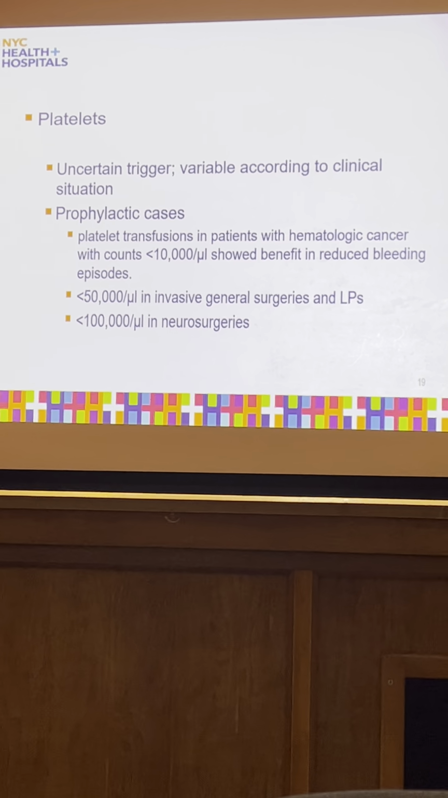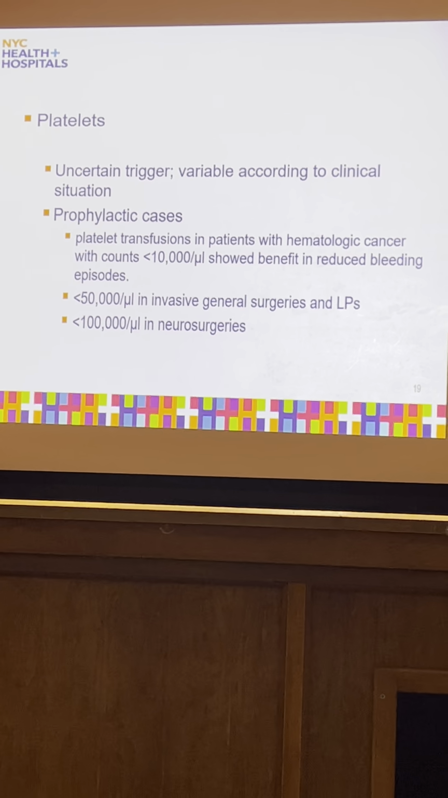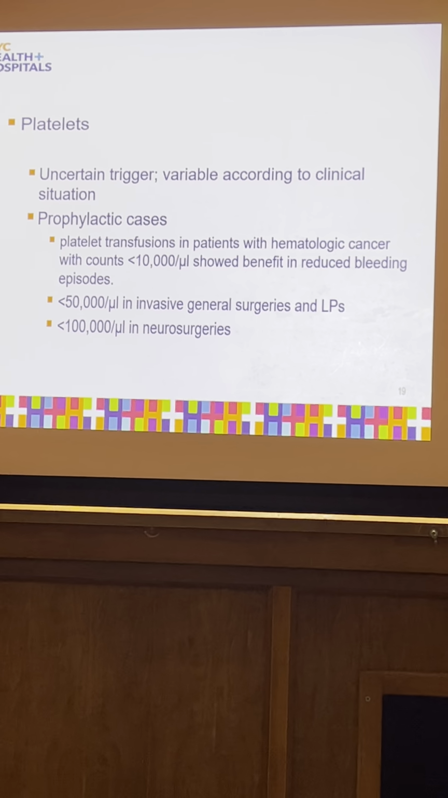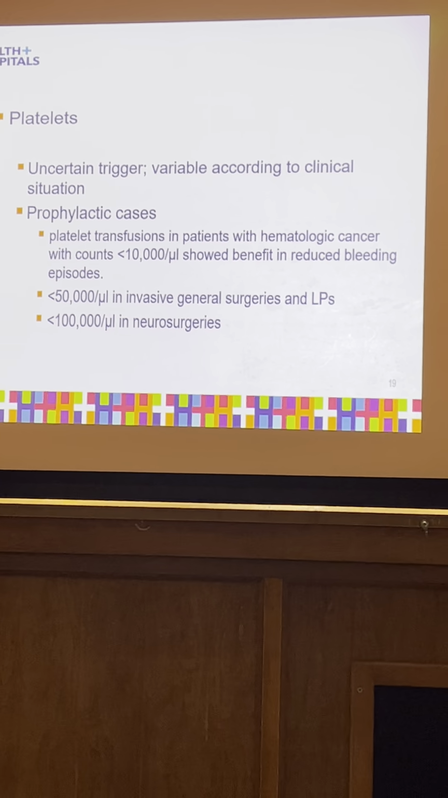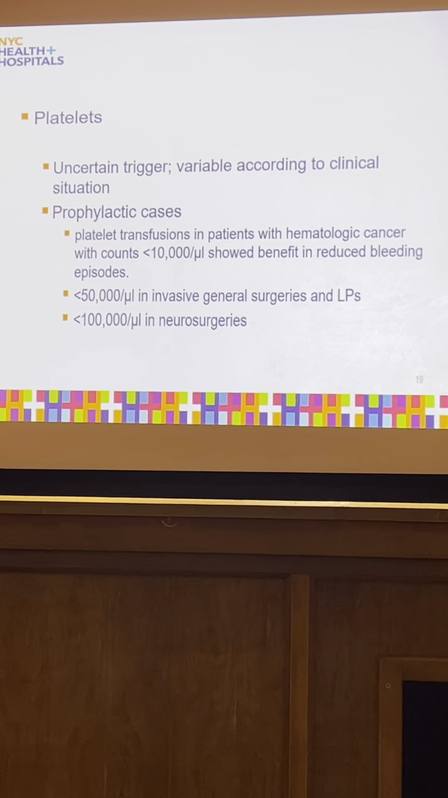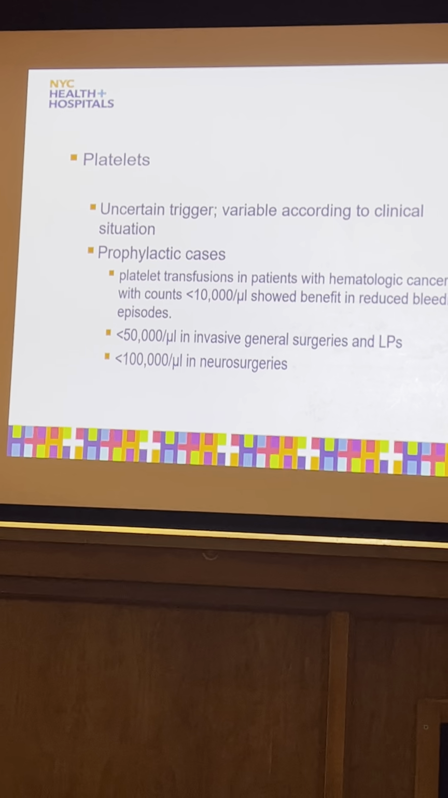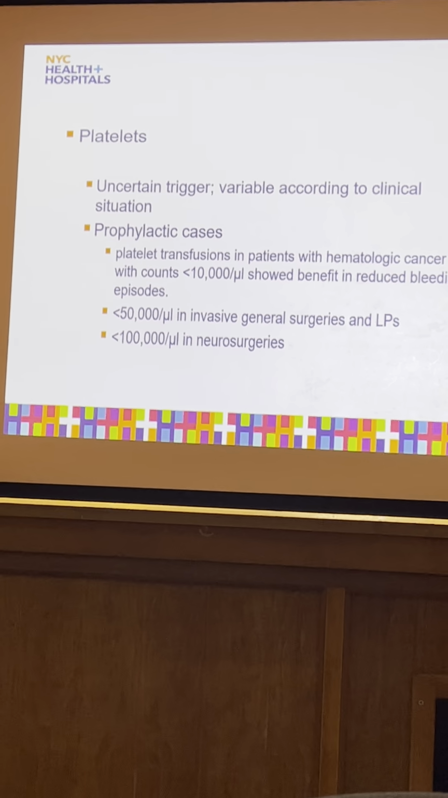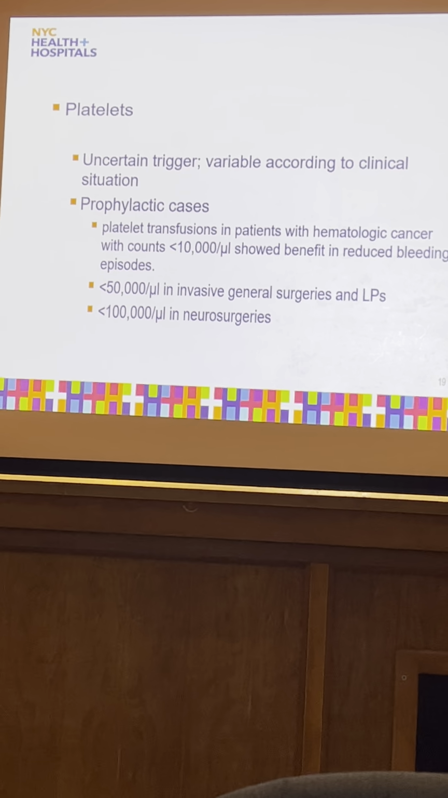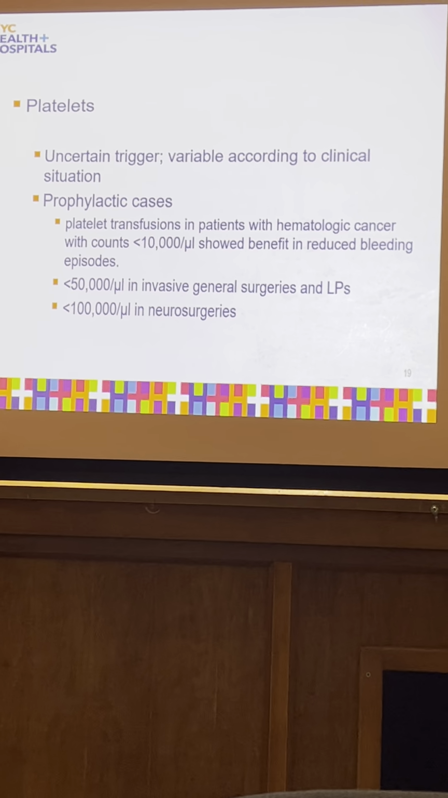For platelets, we say an uncertain trigger, even though there are multiple studies to support, especially in oncology patients, that patients with counts less than 10,000 should get platelet transfusion to prevent clinical bleeding. That's prophylactic. For general surgeries that are invasive, and for lumbar punctures, we give platelets below 50,000, and for neurosurgery, below 100,000. These are more or less consensus.